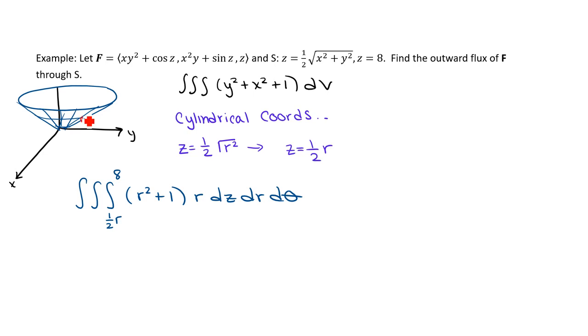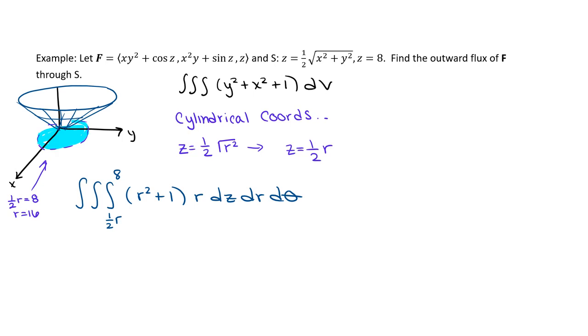The heights, the z-values, start at this cone and stop at the plane z equals 8. So for the lower bound, they start at the cone, which is z equals 1/2 r, and they stop at the plane z equals 8. So those are my z values.